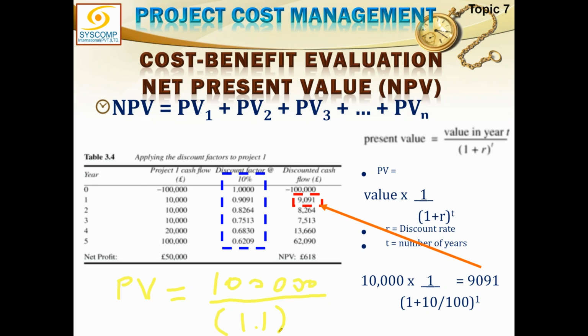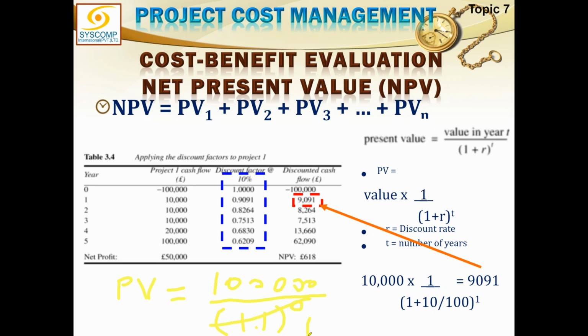Who told you the value is one? Because I'm calculating the present value. Yeah, but who told you the value is one? One year has not passed. Look at this. When are you investing the money? It's year zero, meaning the current year. Exactly, that is my point. Zero years. So anything raised to the power zero is? One. So this whole thing cancels out.